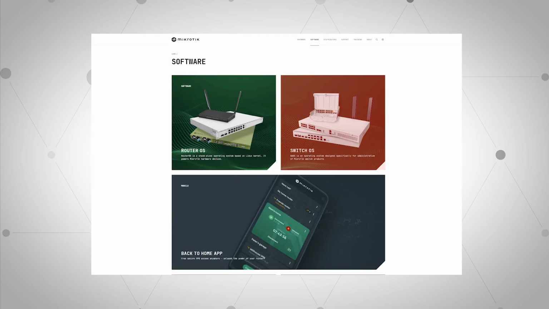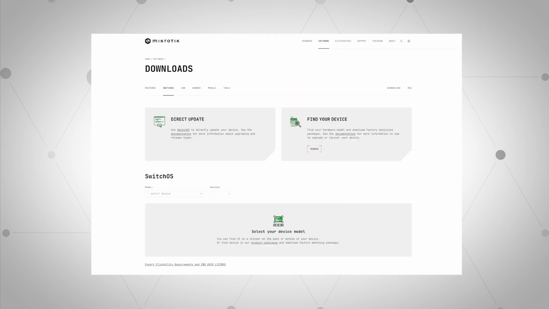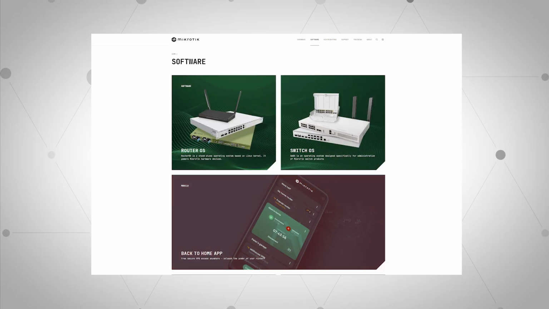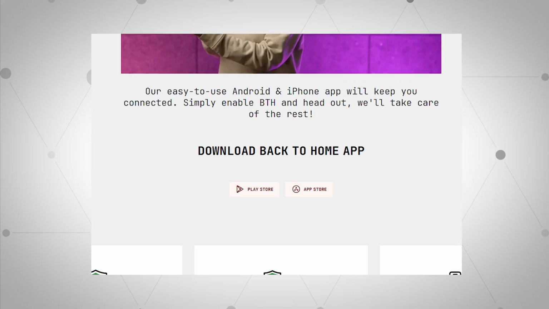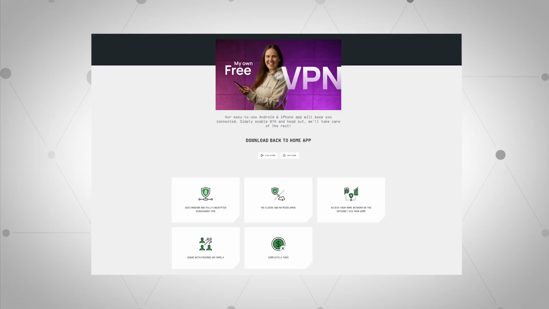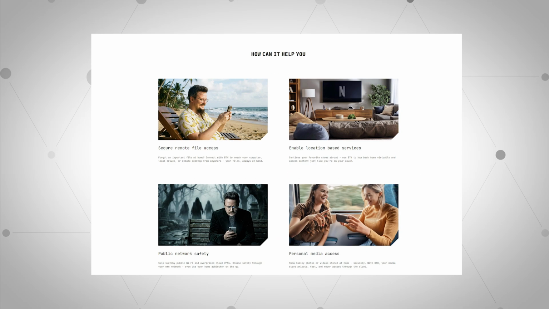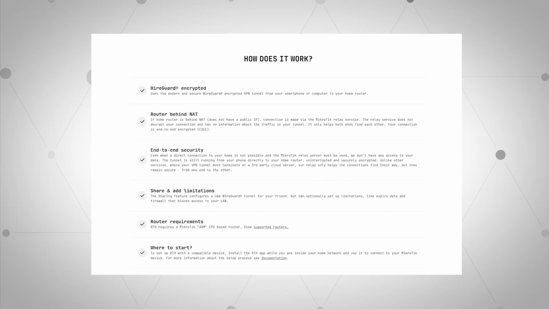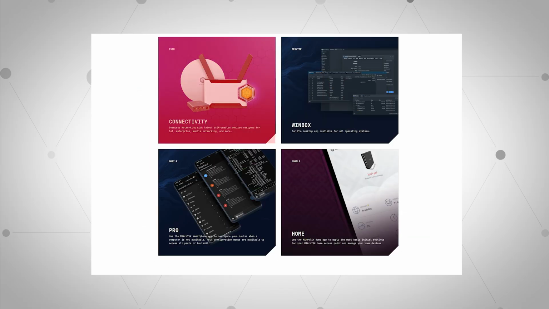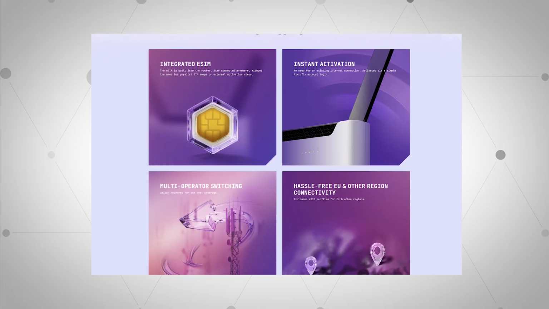Clicking SwitchOS takes you directly to the download area for SwitchOS. We'll cover that in detail later in this section. The mobile page takes you to MikroTik's mobile app downloads for the App Store and Google Play. It also includes a list of supported devices and setup documentation, so you can confirm compatibility and get it running properly. The connectivity section introduced MikroTik's built-in eSIM feature.